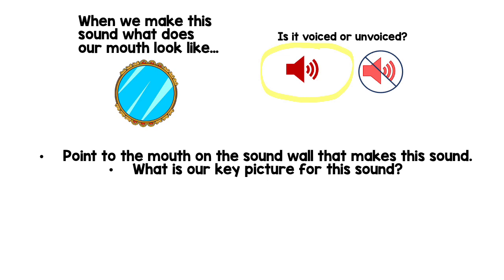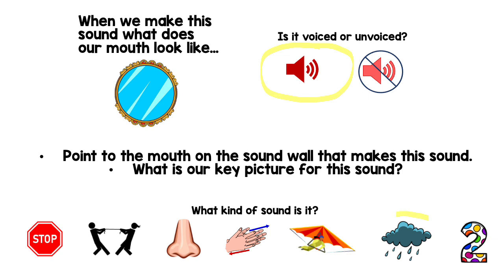If you were in class today, you would be looking over at our sound wall. Our key picture for R is a red rectangle. R is a liquid sound. It's a liquid because it's pronounced differently depending on the vowel or consonant that comes before it or after it. It just kind of blends into the next thing, just like when we spill water on a table, it just starts to flow out. R is one of those sounds.